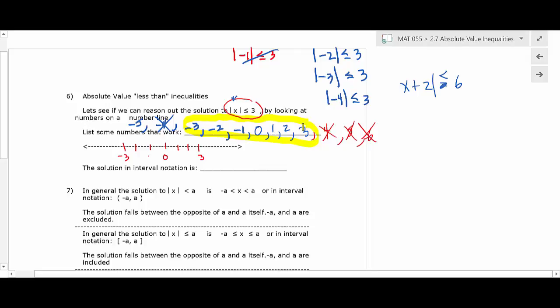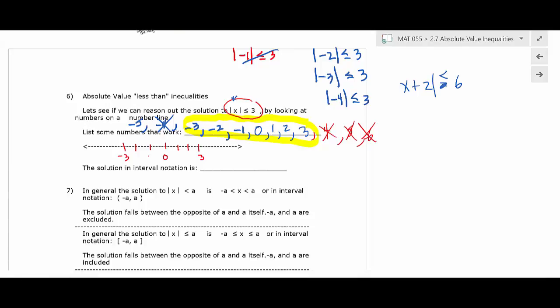Once you get past 3, the numbers aren't less than 3. Once you get to the left of -3, their absolute value is not less either. What this problem is really saying is, give me every number that has a distance from 0 on a number line less than 3. So all the numbers between -3 and 3 are less than 3 units from 0. That's what that problem says.